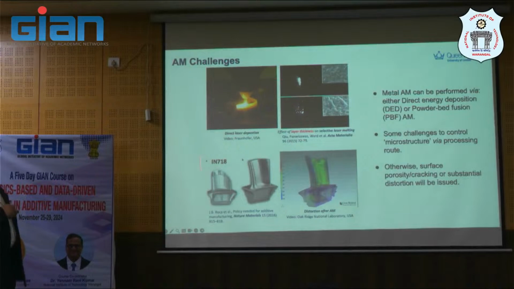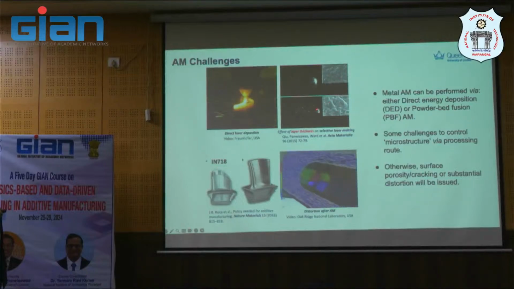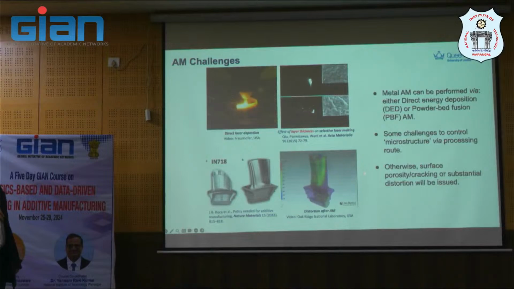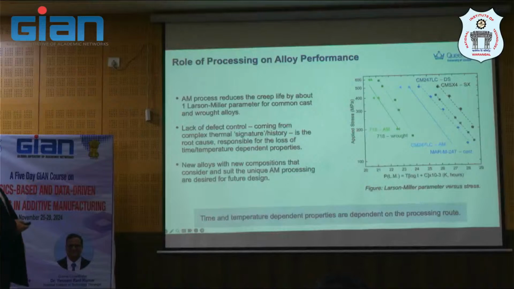That is another previous slide as well. You will see that there are some challenges, because this is a rapid repeated thermal cycle process that may induce defects locally, and non-equilibrium things can happen. So the challenge is to control the microstructure by processing parameters or processing route. We hope to get the properties we want, not necessarily defect-free, but a performing material that can be used for additive manufacturing.